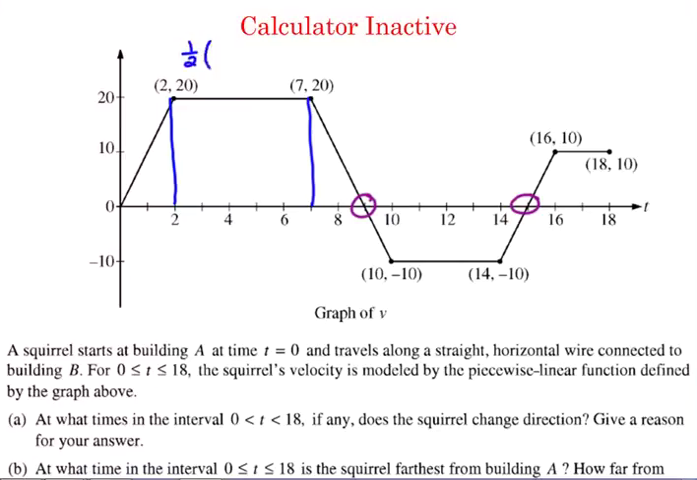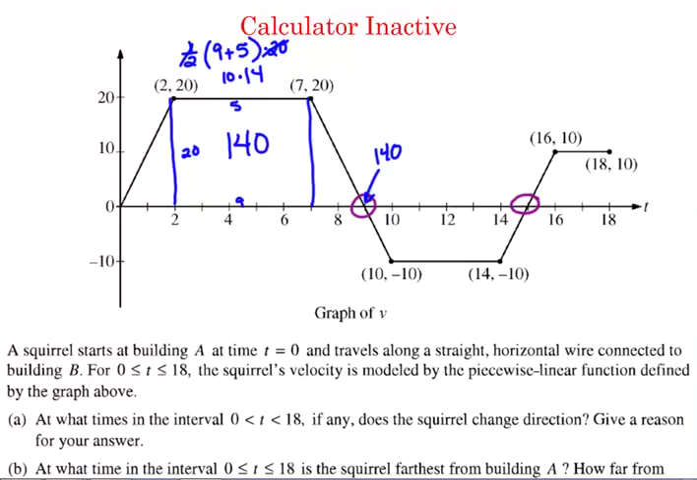So 1/2, my base 1 is length 9, my base 2 is length 5, 5 here, 9 here, and my height is 20. So times 20, 20 divided by 2 is 10. 10 times 9 plus 5, that's 14, so that's 140 right there. Okay, so he started at building A. At time 9, he is 140 whatevers away from building A.